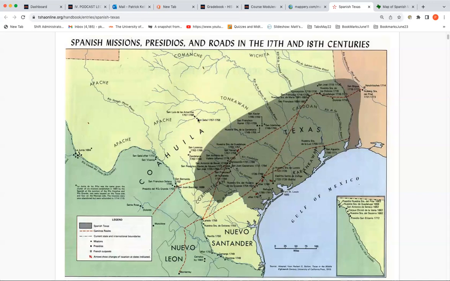And the big point of this is the Comanche, one of the reasons that Texas doesn't expand north and west from this kind of dark green blob is the Comanche are up here. And the Comanche are far stronger than the Spanish. And so one of the reasons that Spanish Texas is relatively small compared to Texas in 2023 is that to the north and west of the Spanish were the Comanche, and the Comanche were much more powerful than the Spanish.